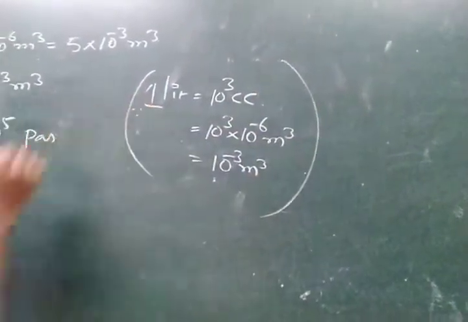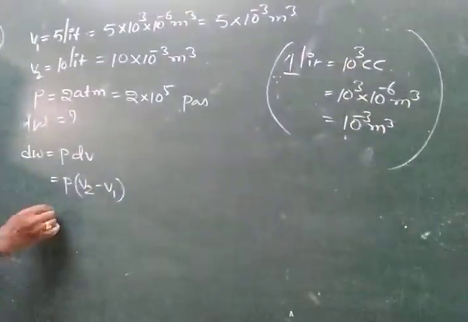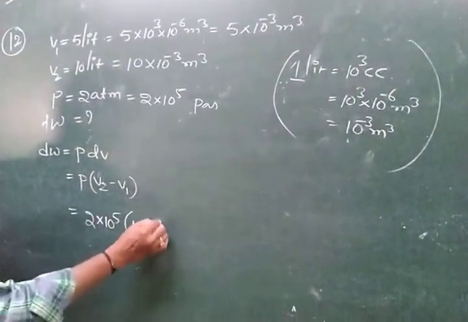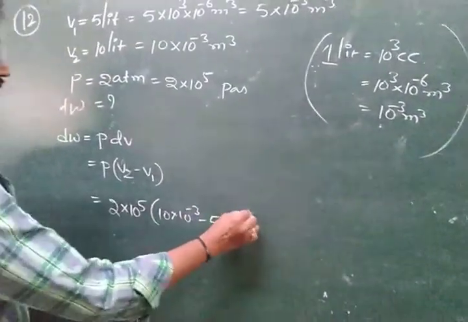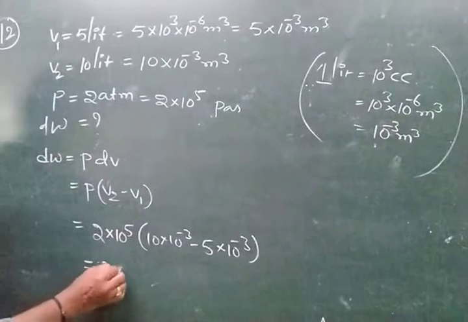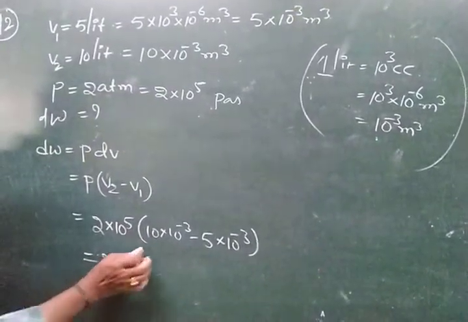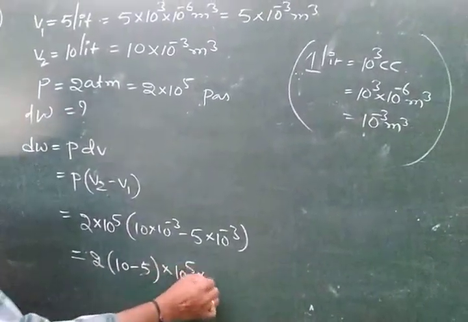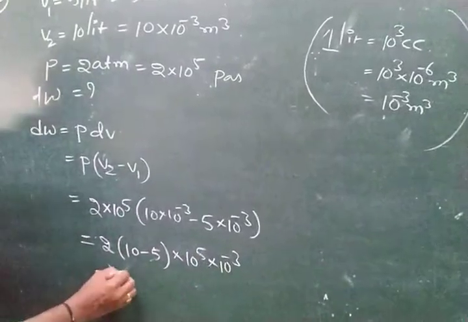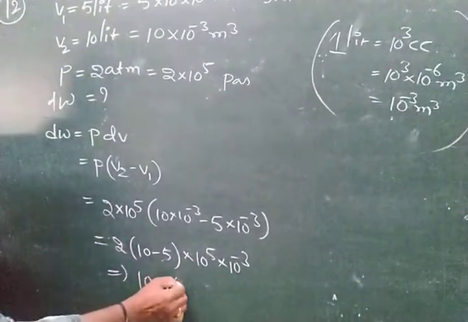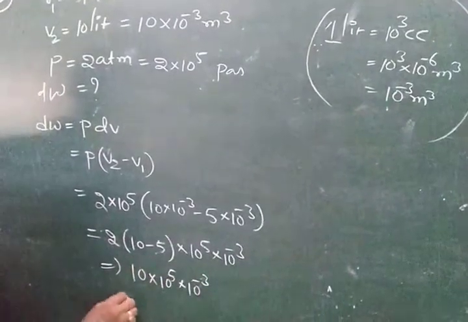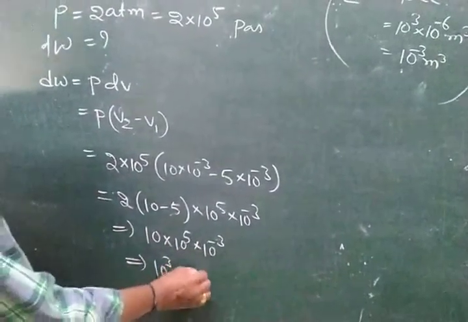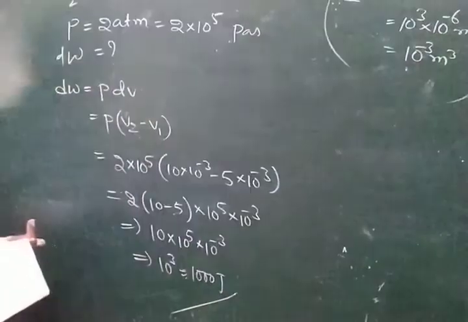This is the value. So W is 2 into 10 to the power of 5, into (10 into 10 to the power of minus 3 minus 5 into 10 to the power of minus 3). Here 2 into 5 is 10, 10 to the power of 5 into 10 to the power of minus 3. What is that? 10 to the power of plus 3 joules. That is 1000 joules.